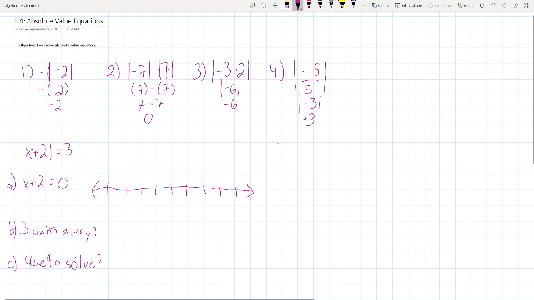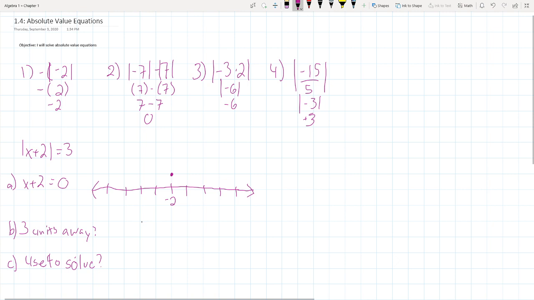A, B, and C ask us to consider the absolute value equation, the absolute value of x plus 2 equaling 3. In the first question, it asks us to find the spot on the number line where x plus 2 equals 0. In this case, it actually winds up being negative 2. You'll see this happen several times throughout this lesson, it's kind of the opposite of what's stated in there. And so we wind up with negative 2, and that's where we put a point. I'm going to put the point above the number line, that way you're able to see it a little better.